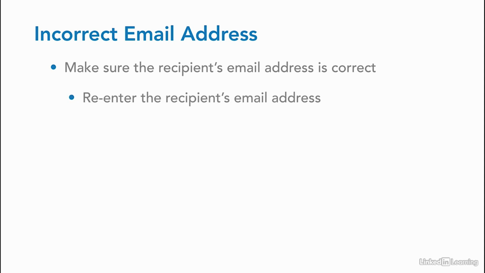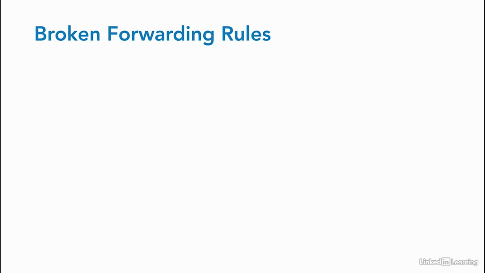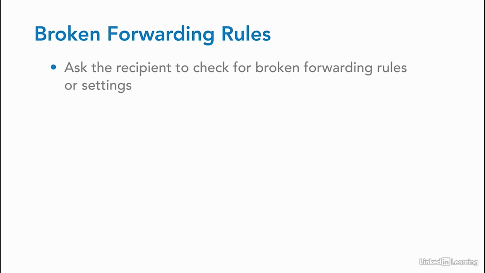If the incorrect email address is in your autocomplete list, you'll want to remove it to avoid the same issue in the future. If the email address is correct, ask the recipient to check for broken forwarding rules. They may have inadvertently have a rule that is causing the bounce back. For example, blocking email from a certain domain.